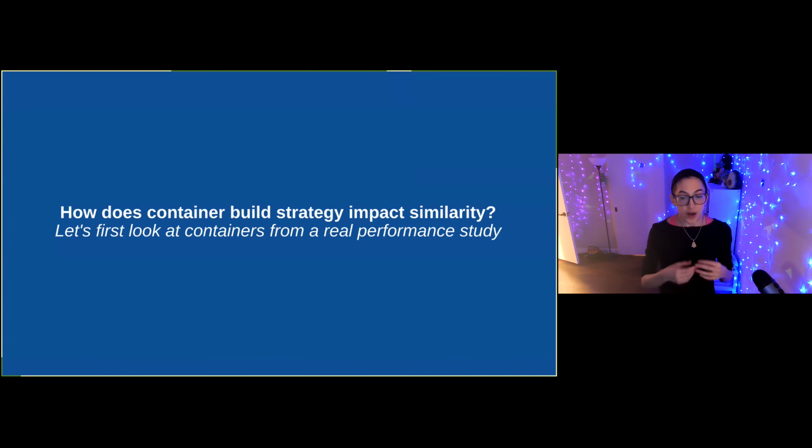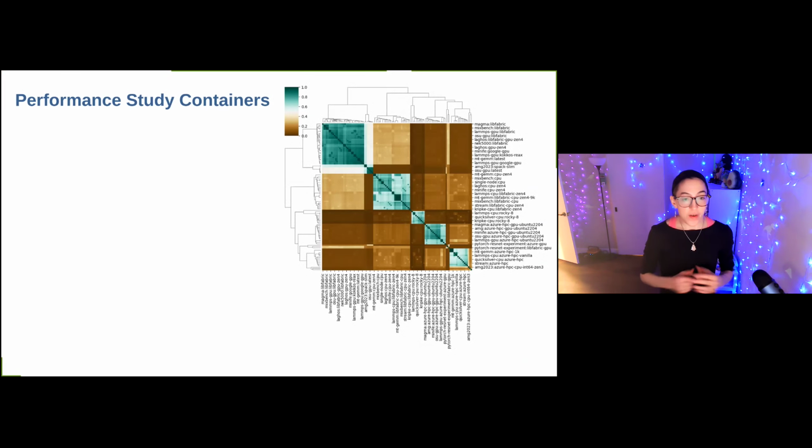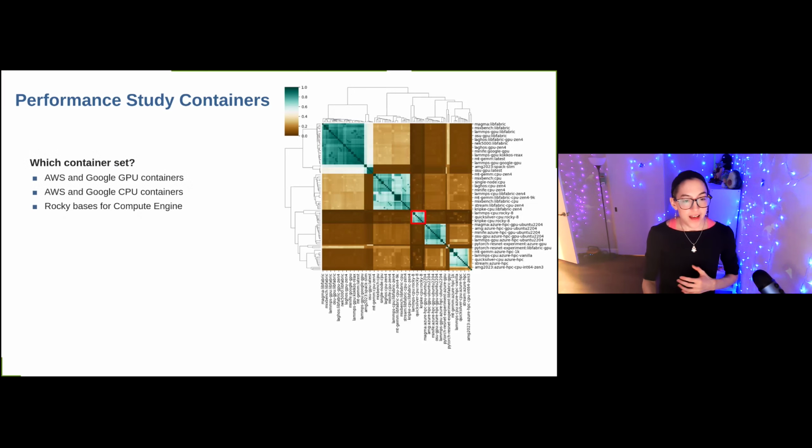And I want to show this to you because it really reflects how containers match their environment. So here is clustered similarity from that study. I believe this is the Jaccard coefficient. And the really cool thing about this is that the different sections in this plot represent different environments. So on the top left, we have AWS and Google GPU containers, then the CPU containers. Then we have Rocky bases for compute engine because that was suggested as a best practice, Azure GPU, Azure CPU, and then the brown regions are obviously dissimilar containers between environments.